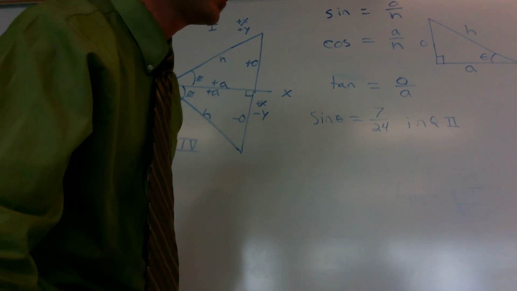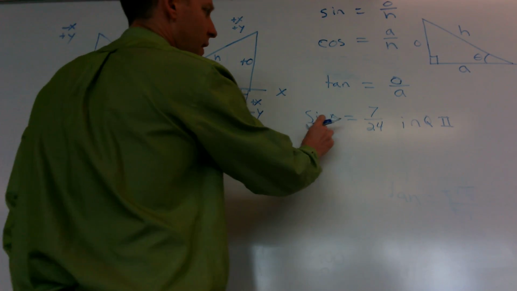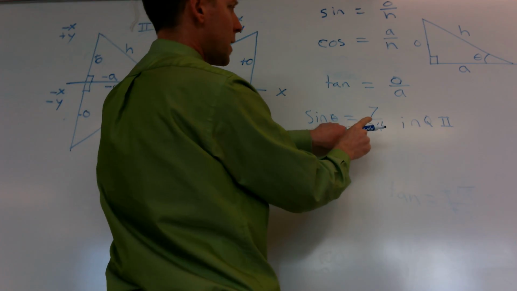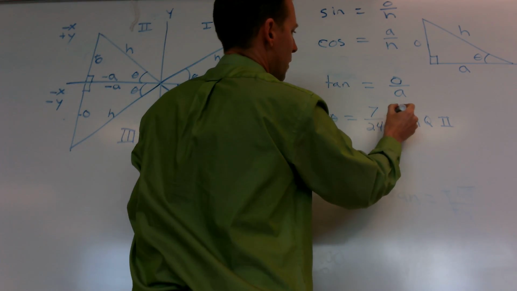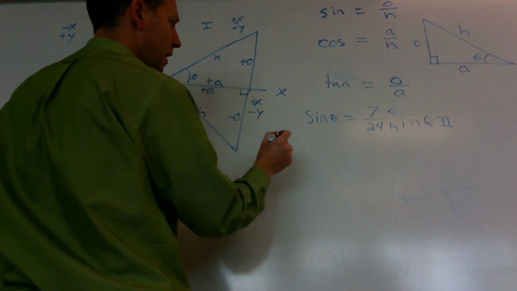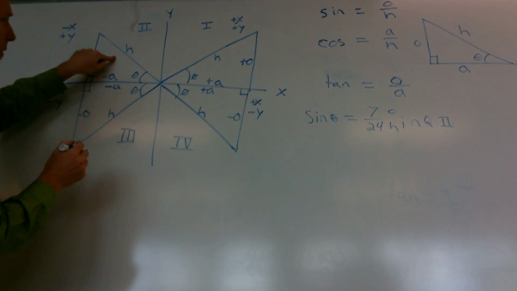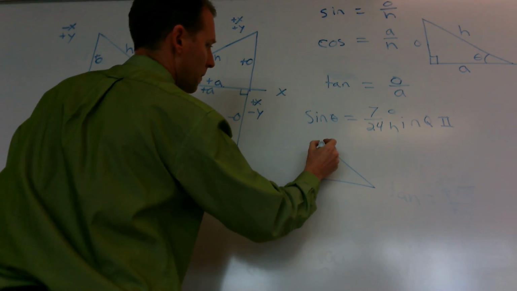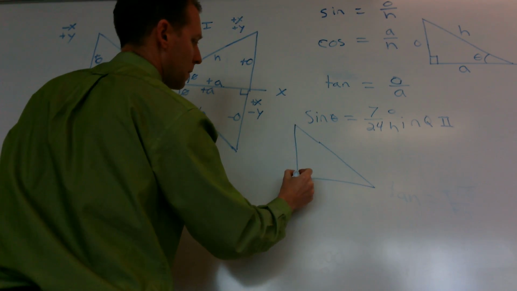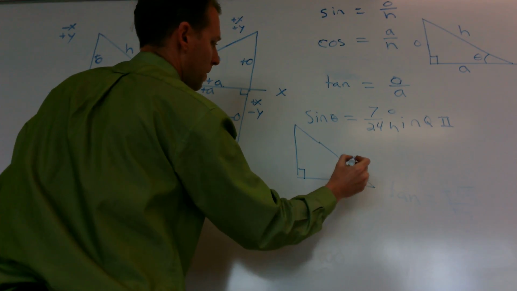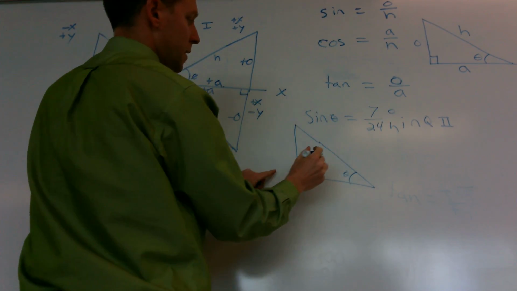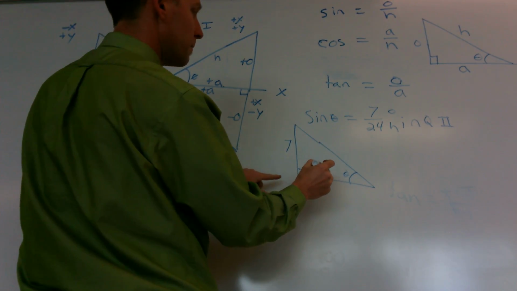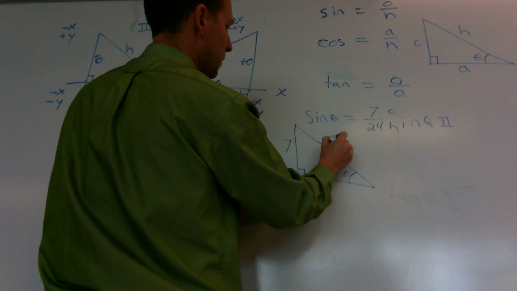Okay, and then problem 6b says sine theta gives us that in quadrant 2, so we'll ignore that for a second. Right here, sine theta. Sine is opposite over hypotenuse. So we know opposite over hypotenuse in quadrant 2. I'm just going to redraw this triangle here from quadrant 2. Let's plug this in. Opposite is 7, as given in the problem, and hypotenuse is 24.